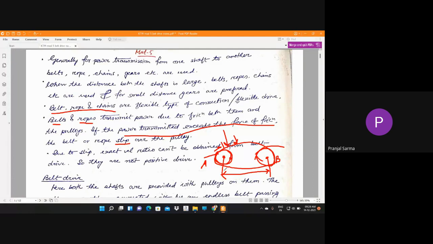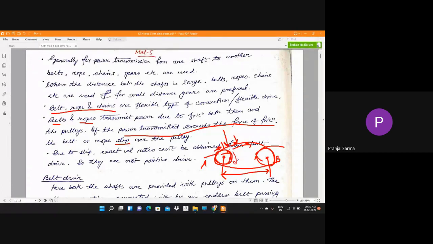Now suppose A is the driver and B is the driven, and a suitable belt connects A and B. When pulley A rotates, as the belt is wound over it, due to the friction and interlocking between them, it is expected that the same motion will be obtained in that belt. The belt is continuously running, because the pulley is rotating, and along with that the belt will run over it.